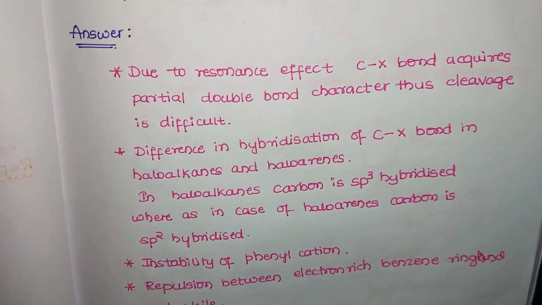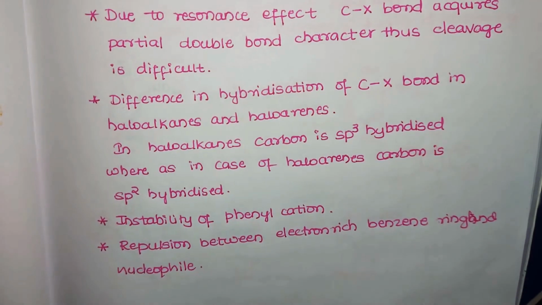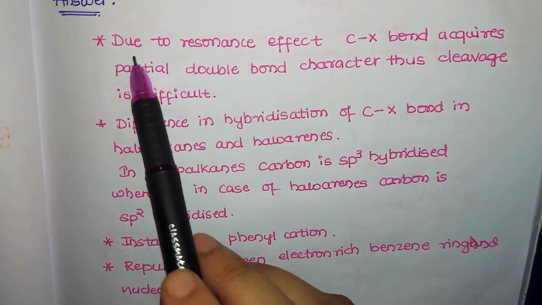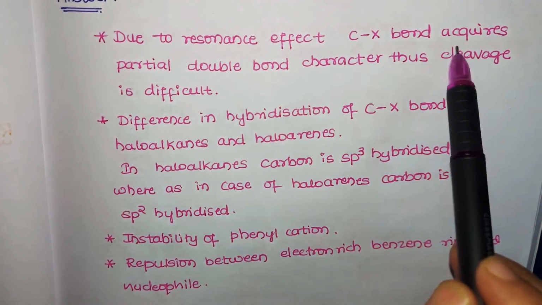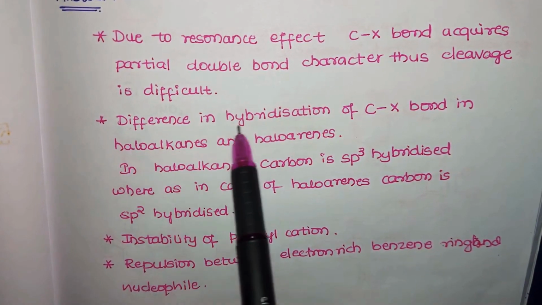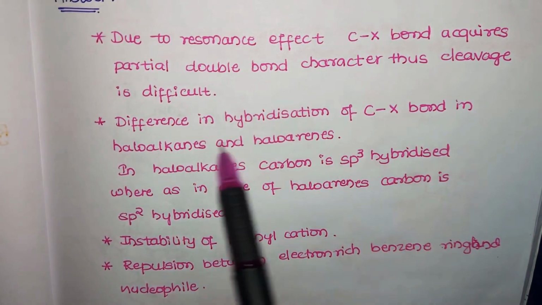So what was the first point that we had studied earlier? Due to the resonance effect, the carbon halogen bond acquires partial double bond character, thus cleavage is difficult. Second is the difference in hybridization of the carbon halogen bond in haloalkenes and haloarenes.